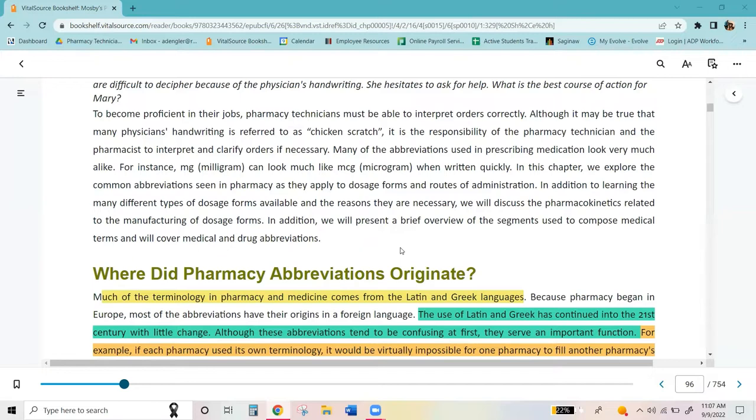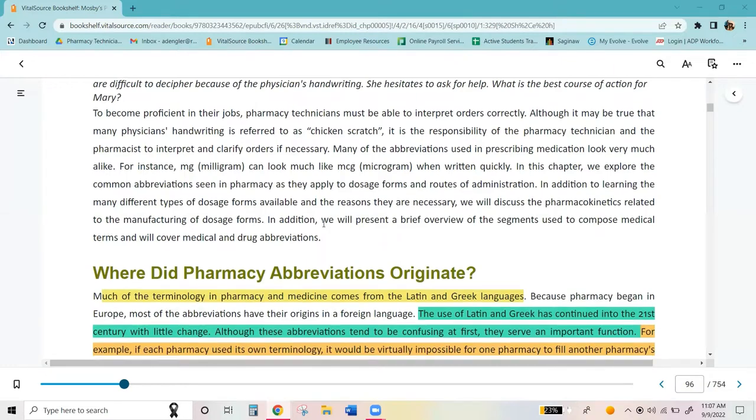In addition, we will also talk about pharmacokinetics related to the manufacturing of dosage forms, give a brief overview of the segments used to compose medical terms, and cover medical and drug abbreviations. Pharmacokinetics we talk a lot about in pharmacology, and the medical terms we talk a lot about in med term. So if you've already taken those courses with us, then you will know what we're talking about. If not, we will go into more detail in those courses.